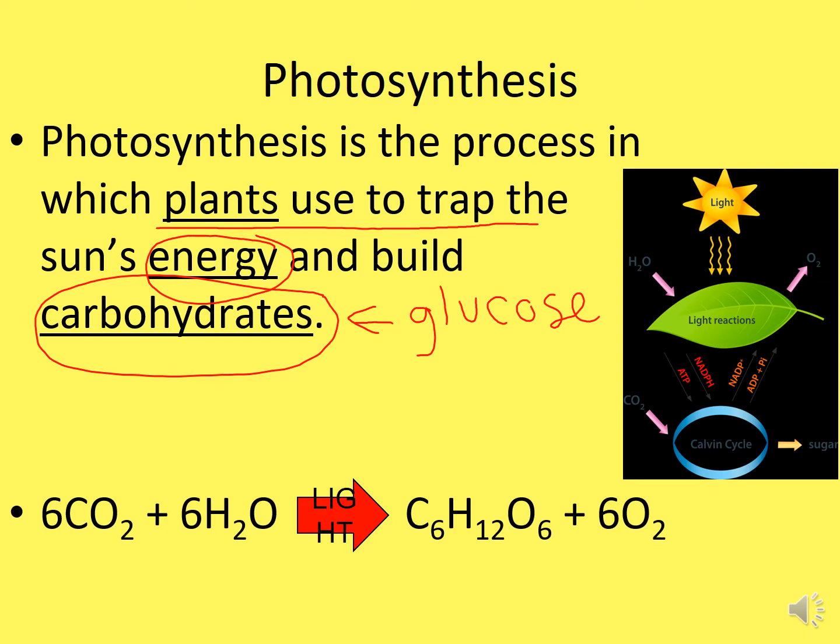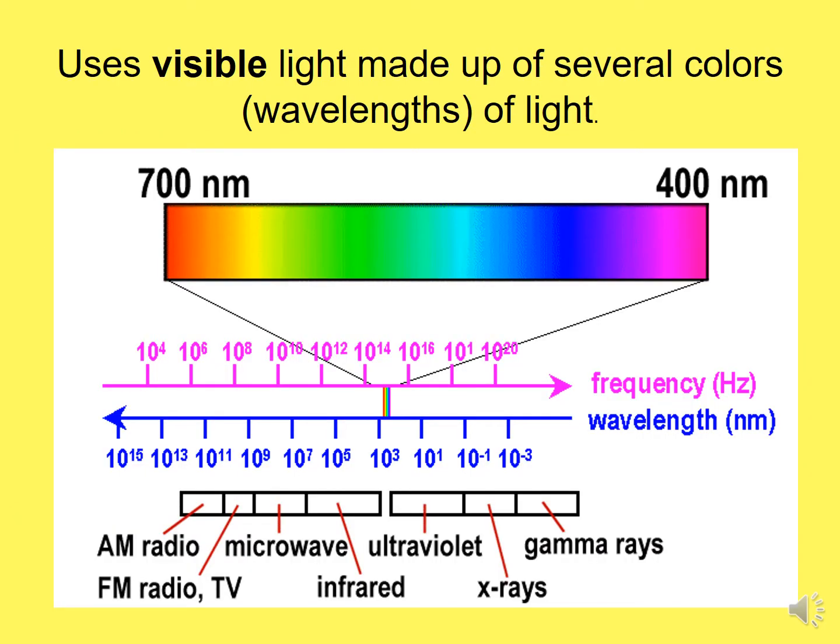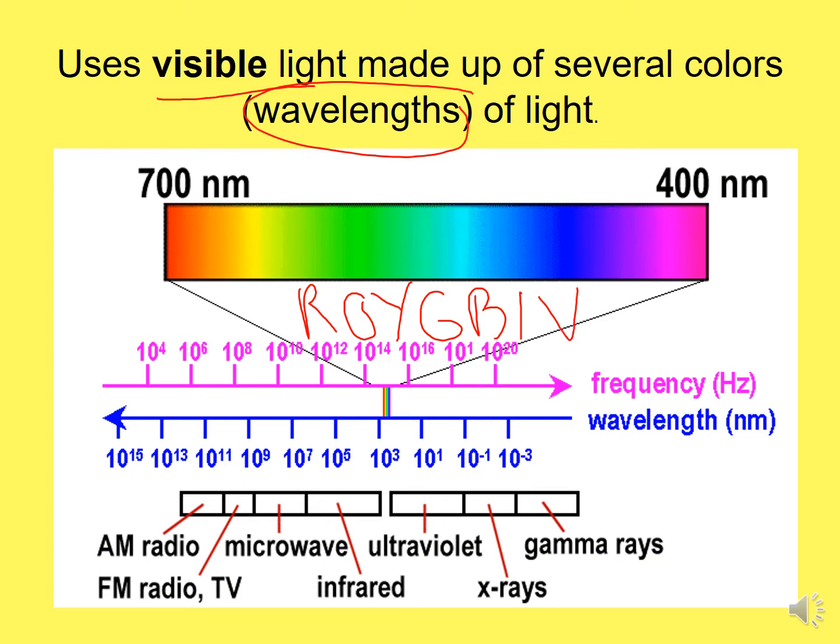So here again is the formula. 6CO2 plus 6H2O with light causes 1 molecule of glucose, which is C6H12O6, plus 6O2. Now, we have light, right? But visible light is made up of wavelengths in several colors, right? Do y'all remember how to say it? ROYGBIV. If you don't know what that is, that's red, orange, yellow, green, blue, indigo, violet. That's the colors of the rainbow. So that's the visible light.